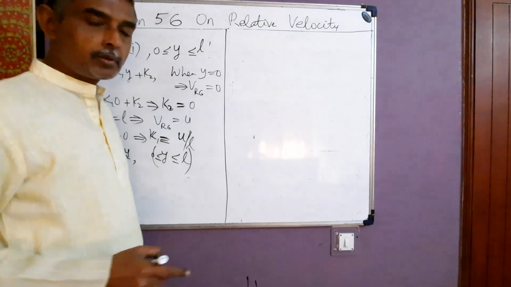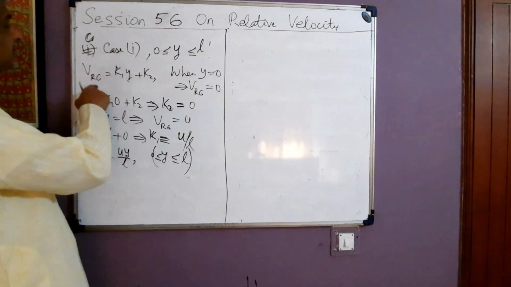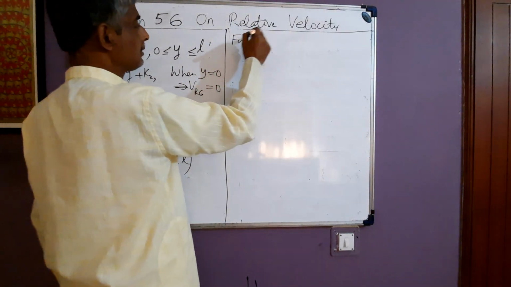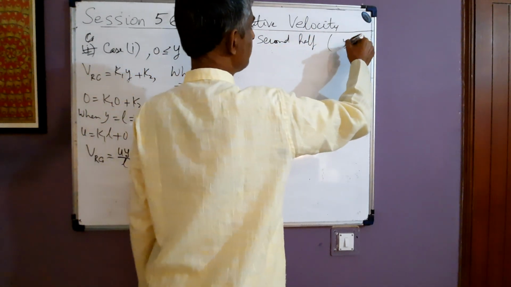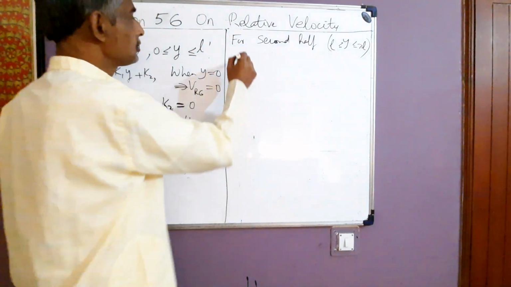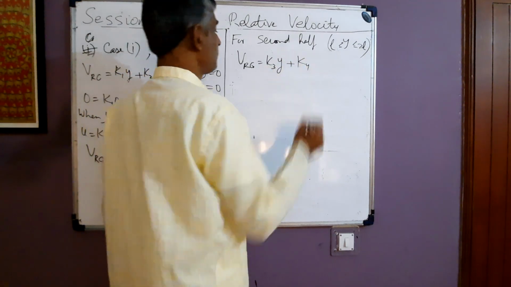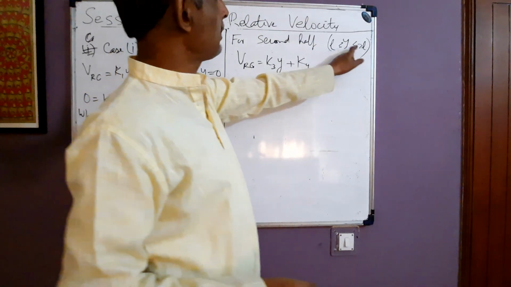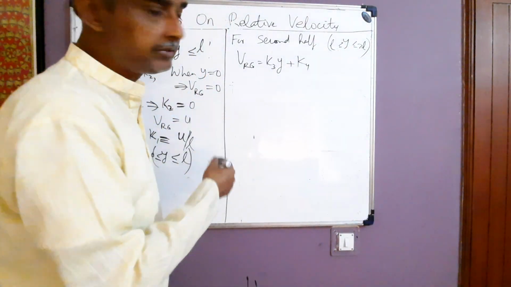Now for the second half, y varies from L to 2L, and for that again VRG decreases linearly with y. So for the second half of the river, y varying from L to 2L, again VRG is a linear function of y, so we'll write VRG as K3y plus K4. Now again to determine K3 and K4. At the north bank, y is 2L, and VRG is 0 as specified in the problem.